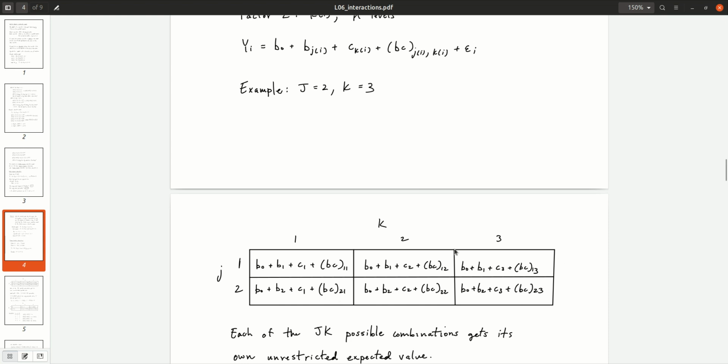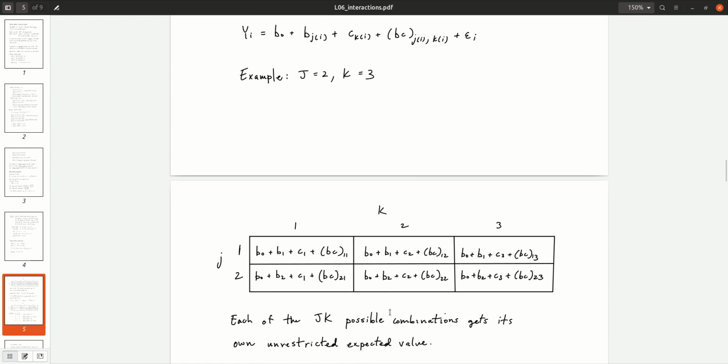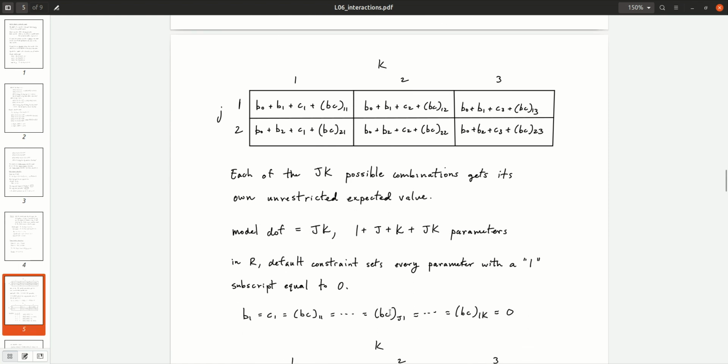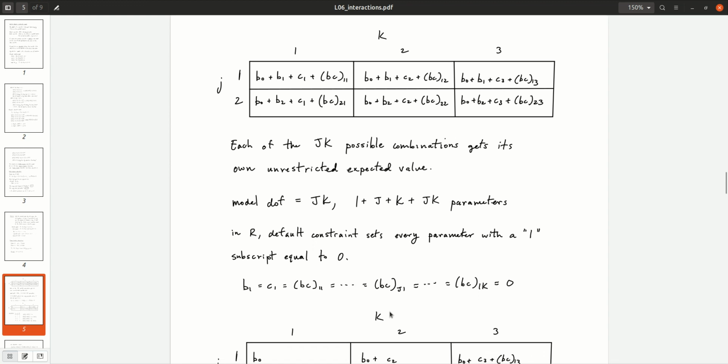So each of these individual cells of the table, the lowercase j, lowercase k entry is going to be b0 plus b_j plus c_k plus bc_jk. So the interpretation of this model is that for these 2 factors, there are capital J times capital K possible combinations of its 2 levels, and each combination gets its own unrestricted expected value. Now, I use the word unrestricted to draw a contrast from the 2-factor additive model.